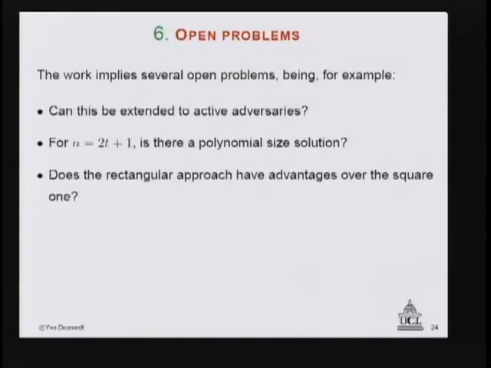And then the next open problem, which has nothing to do with secure multiparty computation, is there an efficient solution, a polynomial size solution for n equal to 2t plus 1? And that's basically this maze problem, where you have this maze in which the vertices are colored, or planar graph in general, where you have m nodes at the top, m nodes at the bottom, m at the left, and m at the right.